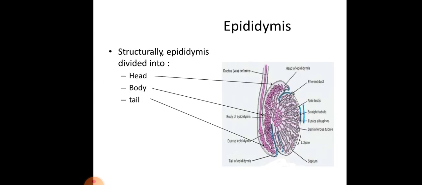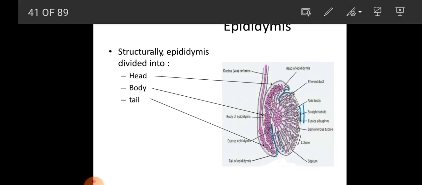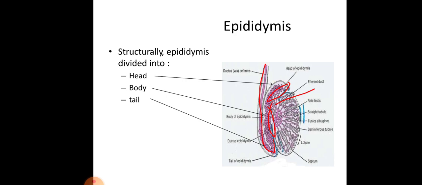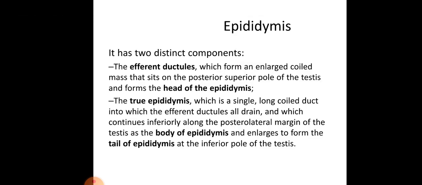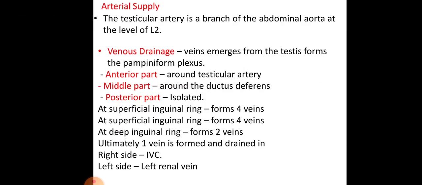So here we can see the formation of epididymis in the form of its head, that is the efferent ductules of the rete testis form the head, body, and then they continue in the form of the tail of the epididymis. Now the arterial supply of the epididymis is from the testicular artery, which is the branch of abdominal aorta at the level of L2 vertebrae. Then venous drainage. The veins emerging from the testis form the pampiniform plexus.